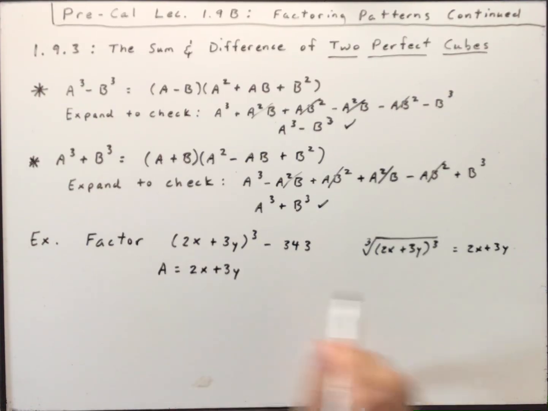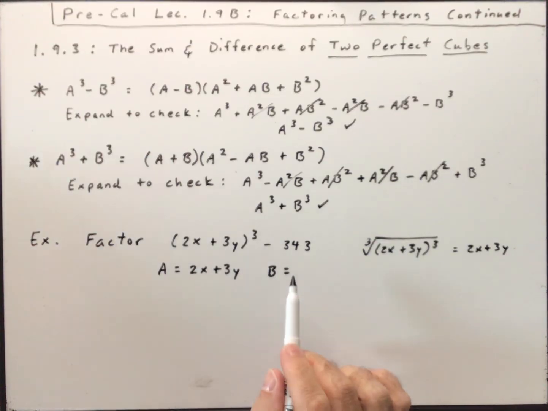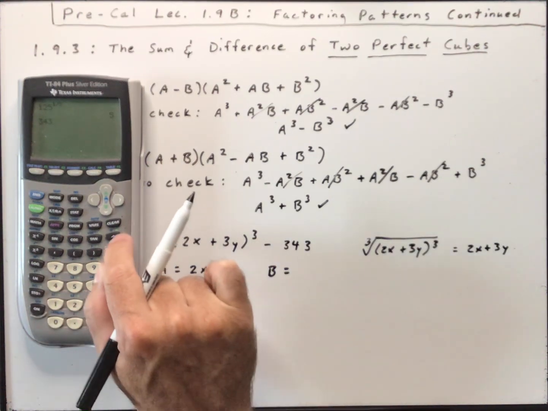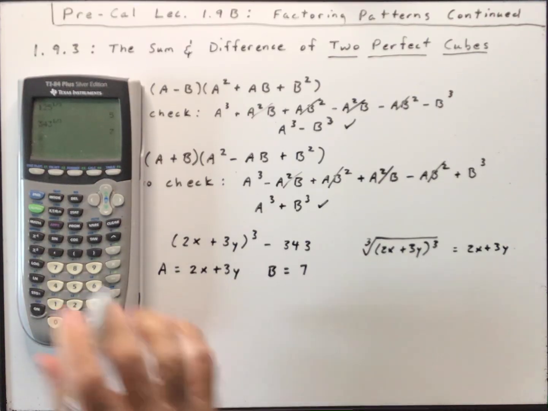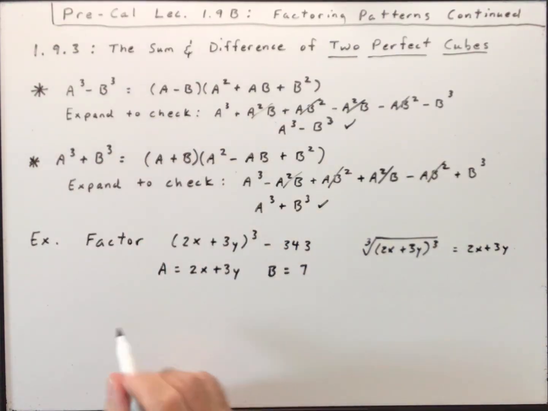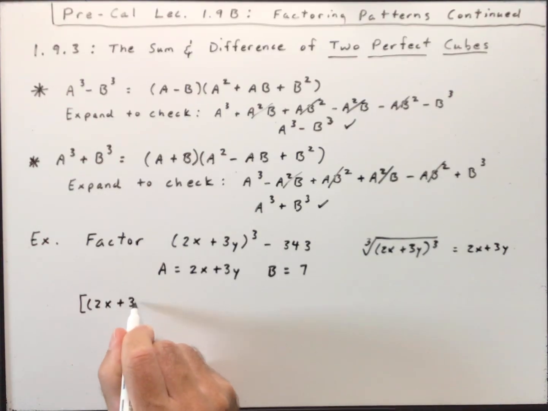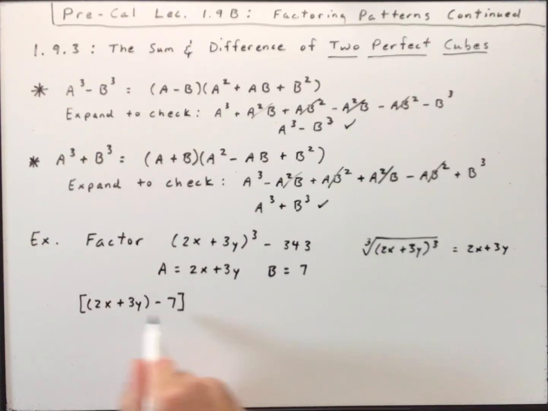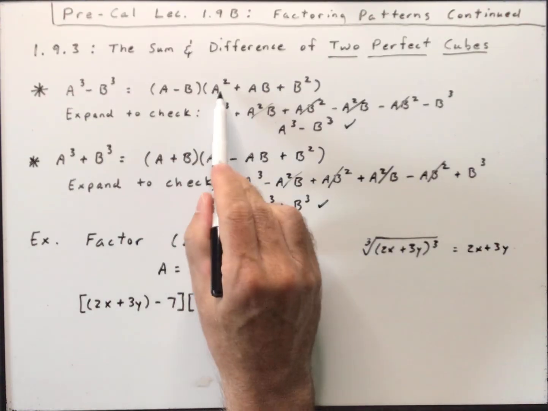Now, you don't have to show me that. This is for illustrative purposes. And then b, you might not be sure about it, but 343 is actually a perfect cube. You can take 343 in your calculator, raise that to the 1/3 power, and you will get 7. So now we're just going to use the formula, the first formula, a minus b. So that's going to be 2x plus 3y minus 7. So I'm going to use brackets since I've got parentheses and everything here, times a squared plus ab plus b squared.